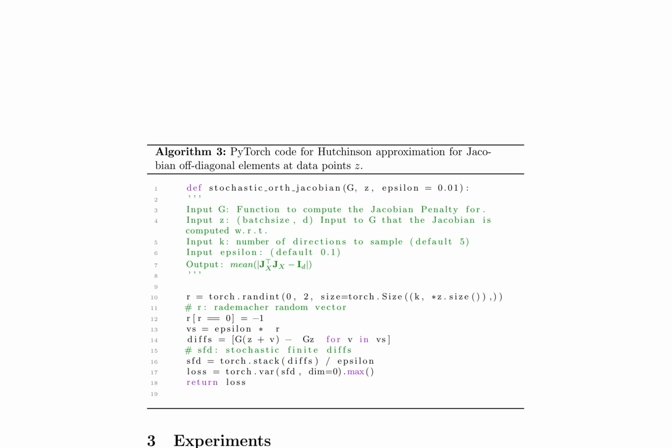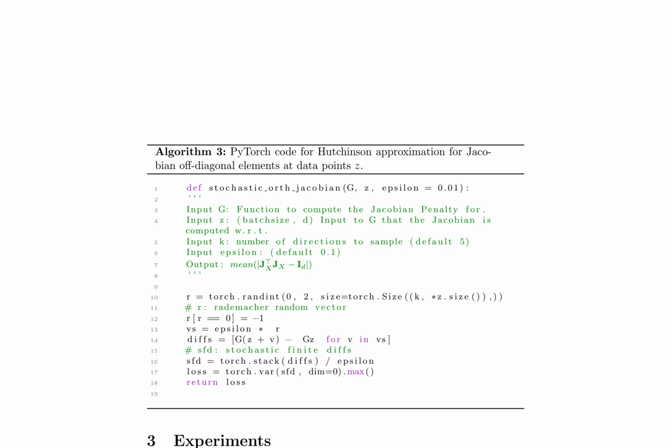Implementing the Hutchinson approximation of the Jacobian off-diagonal elements is crucial for efficient point set registration. A novel PyTorch algorithm, stochastic_Korth_Jacobian, is proposed to address this challenge. This algorithm takes as input a function g computing the Jacobian penalty, a batch of input data points z, the number of directions to sample k, and an epsilon value for the approximation. The output is the mean of the absolute difference between the transposed Jacobian matrix multiplied by itself and the identity matrix, which measures alignment error.